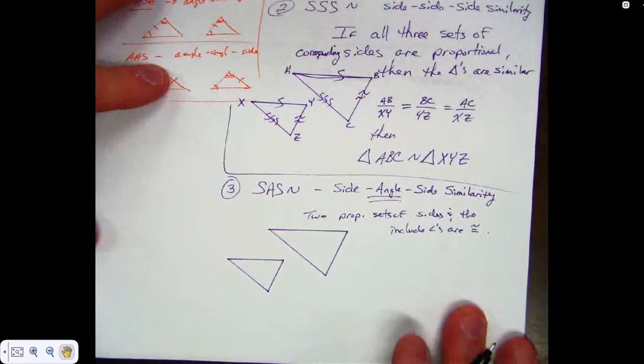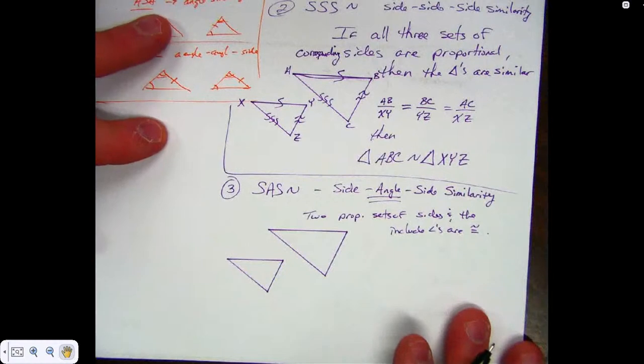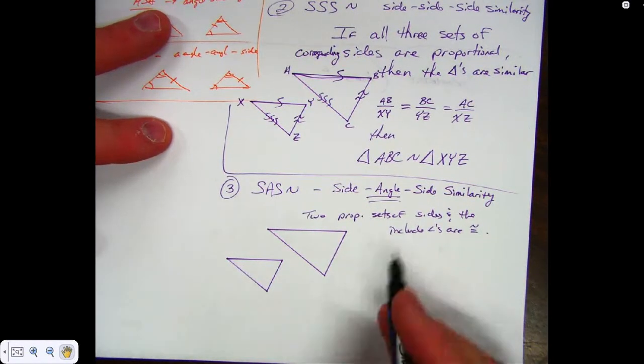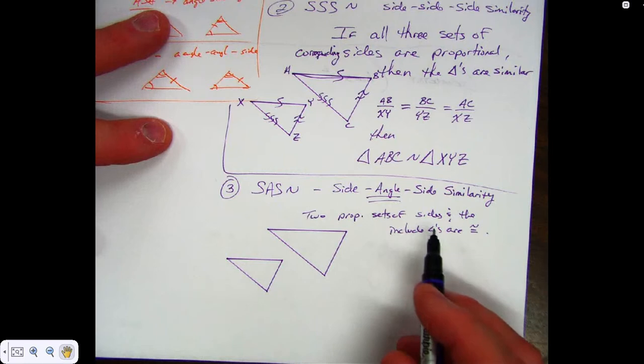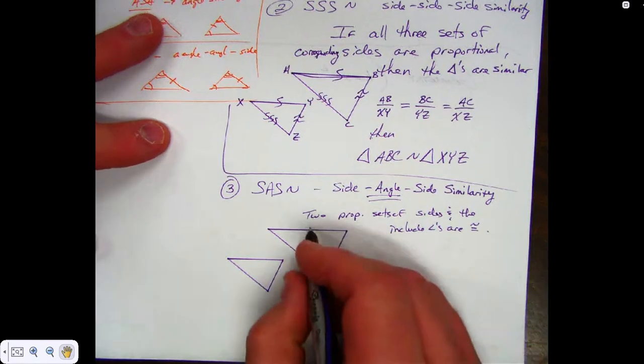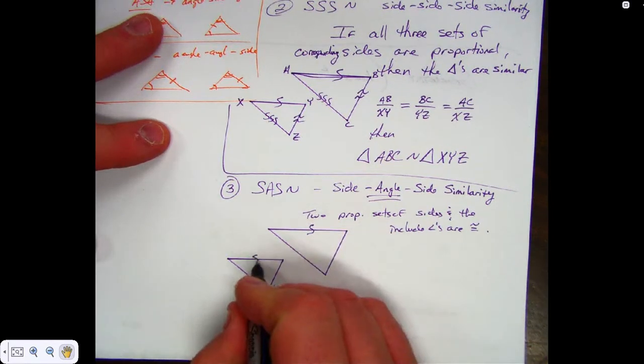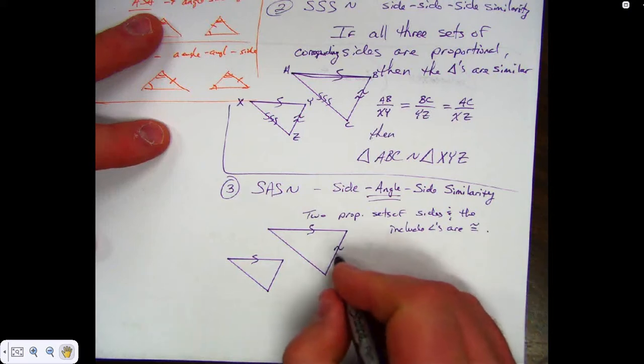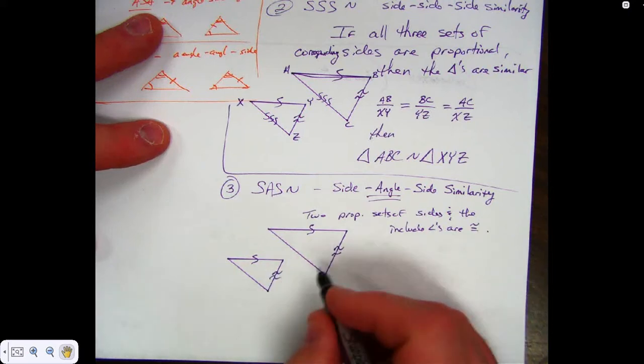Now, let's look at this. And everybody stop for a second. I'll let you guys write this down. Two proportional sets of sides. So what am I saying? Okay, let's say if it was this one and this one. I'm saying those two are proportional, right? And then I prove that those two are proportional. They're the same ratio.